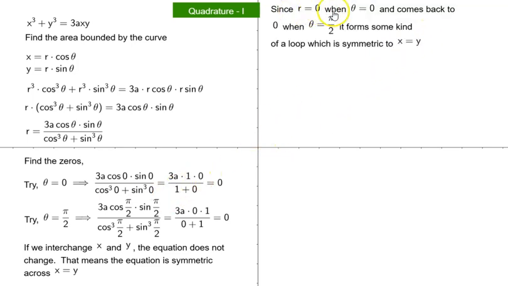Since r is equal to 0 when theta is equal to 0 and comes back to 0 when theta is equal to pi by 2, that means it forms some kind of a loop which is symmetric to x equal to y. So we are trying to figure out the area that is encompassed by that loop. So let's see how this graph looks like.